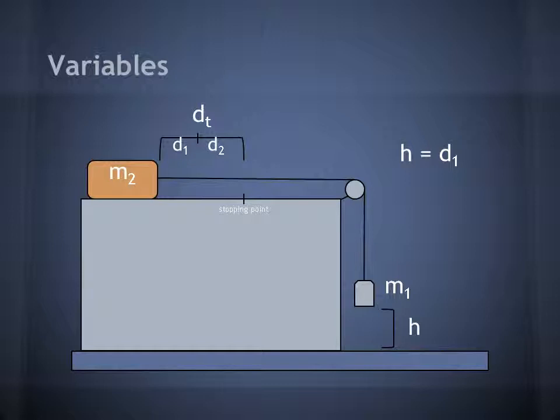Since the hanging mass stops moving right before the card starts to overshoot, D sub 1 is equal to H. D sub 2 was defined to be the distance the card traveled during overshoot. Together, D sub 1 and D sub 2 comprise the total distance the card on the table traveled, which we defined to be D sub t.